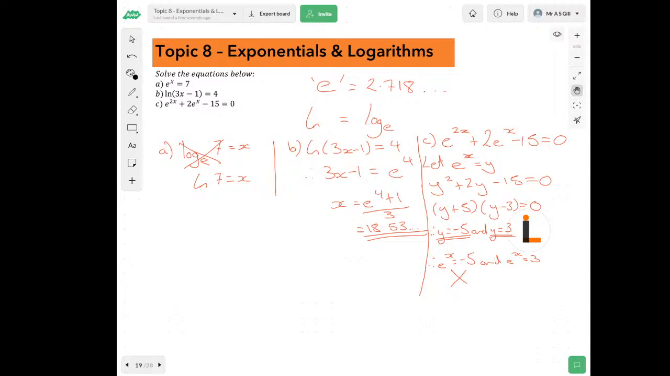So we've got e to the x equals 3, and again we're just going to take logs here and say, well, therefore ln 3 is equal to x, which is then x is equal to 1.098, and we just again round to an appropriate value.